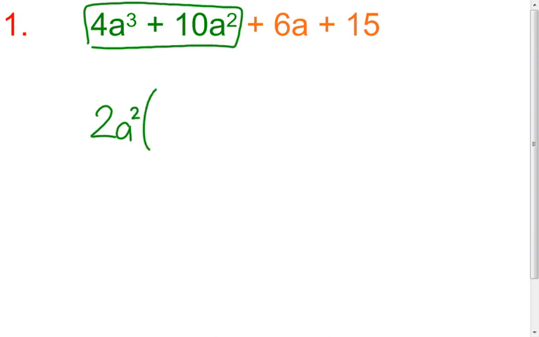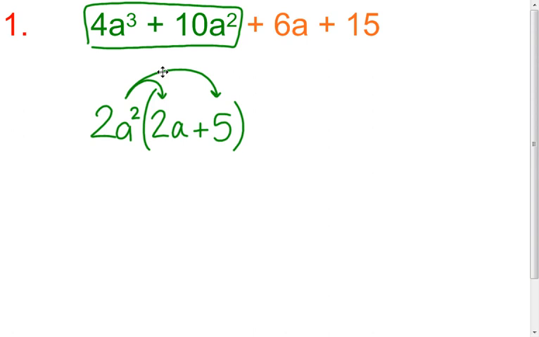Then I'm going to figure out 2a squared times what gives me 4a cubed. Well, 2 times 2 is 4. I had a cubed, but I pulled 2 of those a's out, so I have one more a. Then 2 times what gives me 10a squared? 2 times 5 is 10, and for the a squared, I already have the a squared pulled out. So there's that piece.